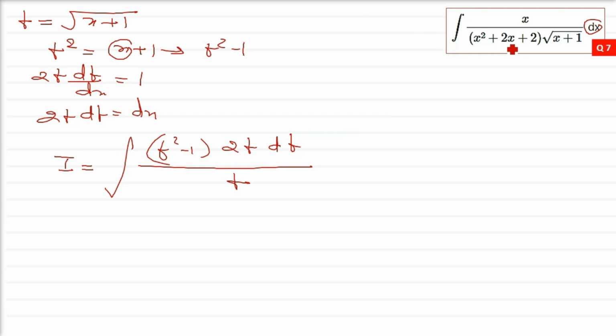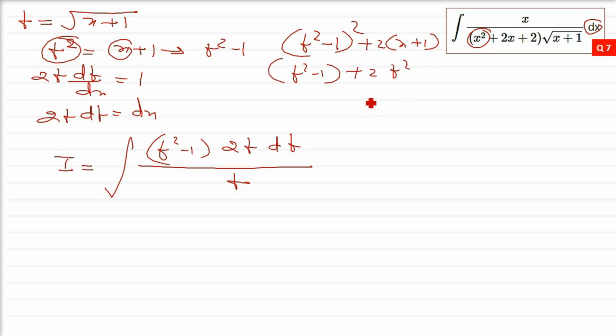x square plus 2x plus 2. x is t square minus 1. So x square will be t square minus 1 whole square, plus 2x plus 2. You can take 2 outside, and x plus 1 is directly t square. So t square minus 1 whole square plus 2t square it has become. Now let's open this. A minus b whole square is a square plus b square minus 2ab. A is t square here, b is 1 here, and then we have a 2t square. So after this cancellation, only t raised 4 plus 1 is being left.